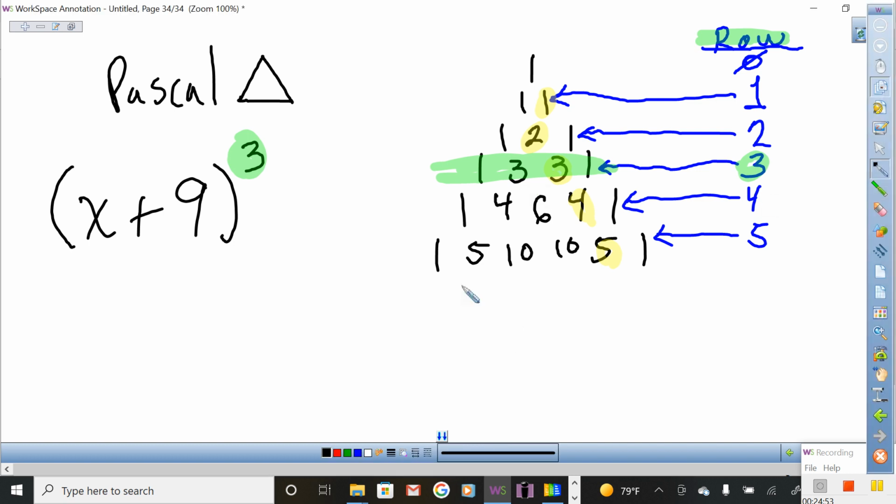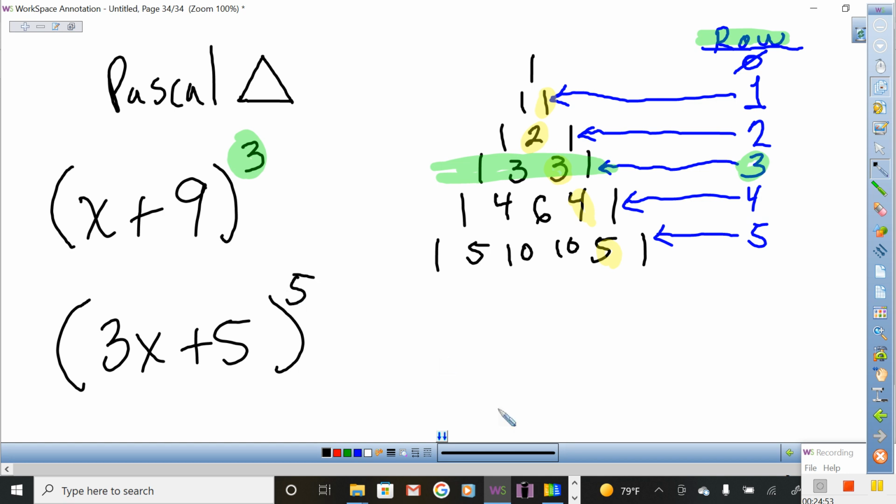So if I was to give you this other one that looked like this, 3x plus 5 to the, give me a number? 5. What is the row? 5. What numbers are we going to use? All of these, Mr. Q. That's why we need the triangle. So cover that up with your hand.